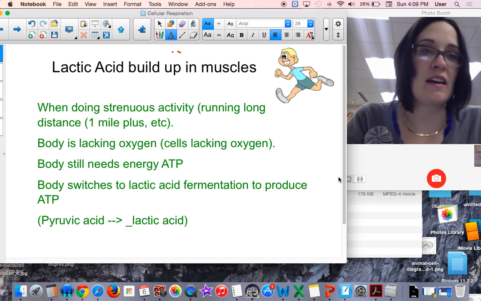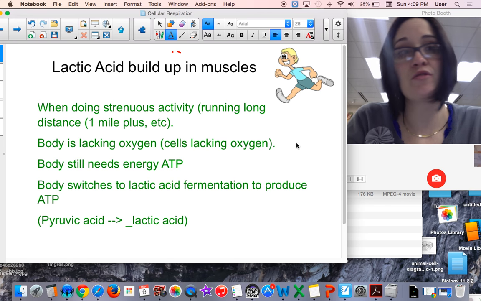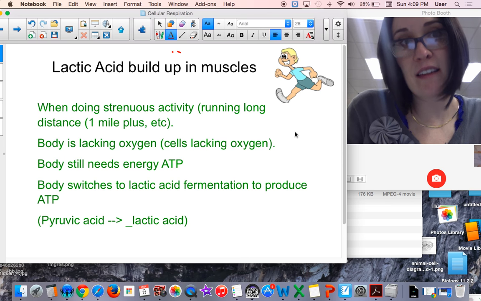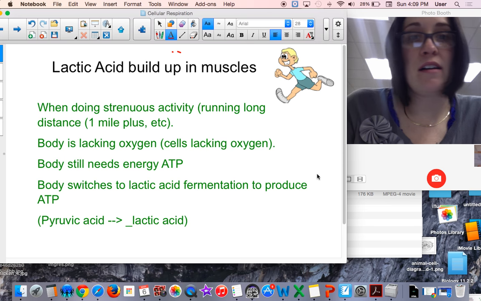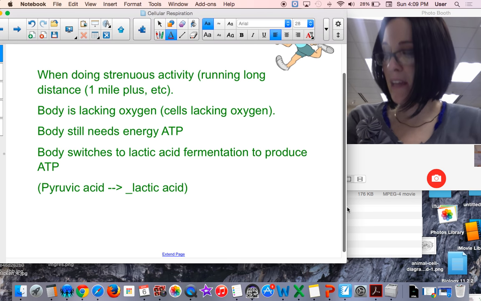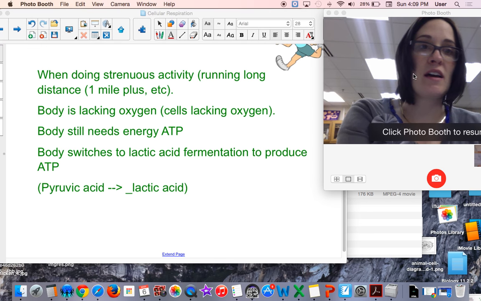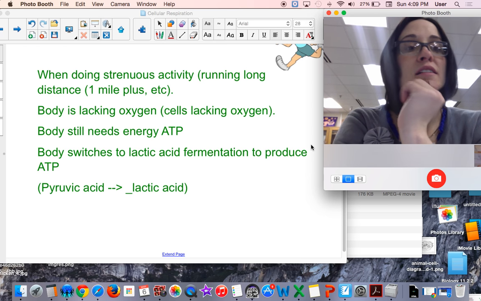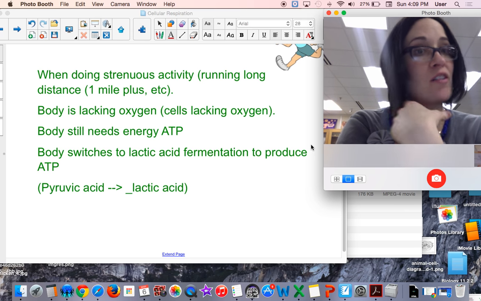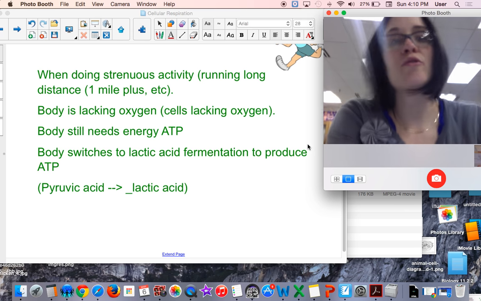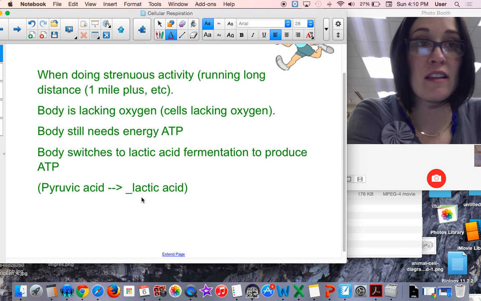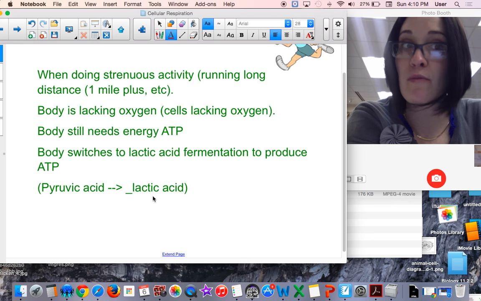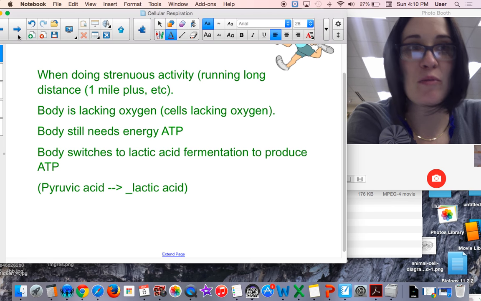You might have had that pain after long strenuous activities, kind of like burning in the muscles. That's caused by the buildup of the lactic acid. Eventually it will go away, but it will be there for a period of time. Other organisms, like bacteria, for example, don't use lactic acid fermentation. Instead it's called alcoholic fermentation. Those pyruvic acids are converted to alcohol, and this process is used, of course, to make beer and wine and things like that.